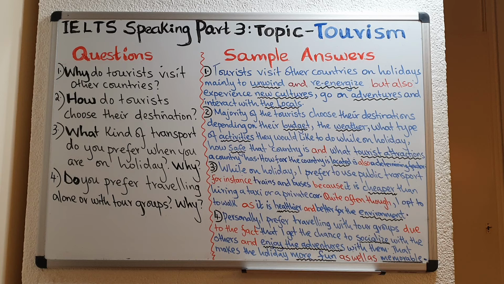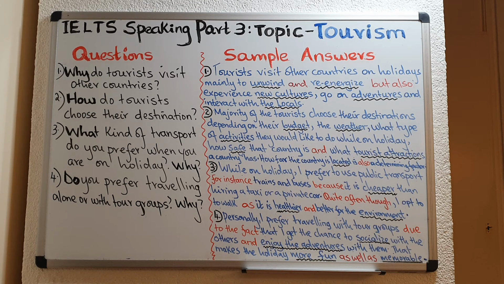Let's look at sample 2, for example. Majority of the tourists choose their destinations depending on their budget, the weather, what type of activities they would like to do on holiday, how safe that country is, and what tourist attractions a country has. That is a complex sentence. And then we have how far the country is located is also a determining factor. That is a compound sentence.